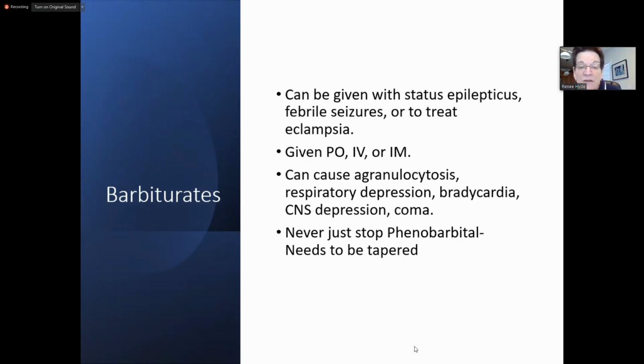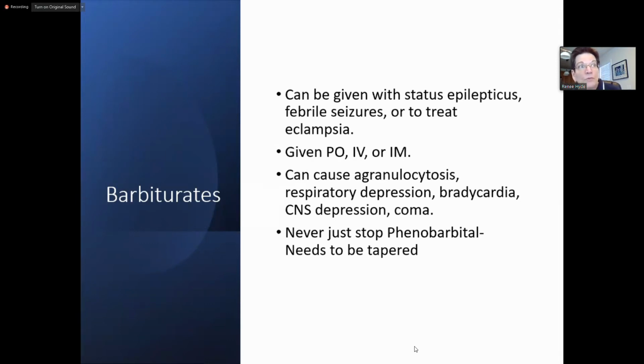Barbiturates can be given PO, IV, or IM. Typically, if they're taking them on a routine basis, they're going to be given PO. If we are using it to stop status and we've got an IV site, you're going to see it given IV. If we don't have an IV site, it can be given IM, but it takes much, much longer for that medication to be absorbed and stop the seizure.